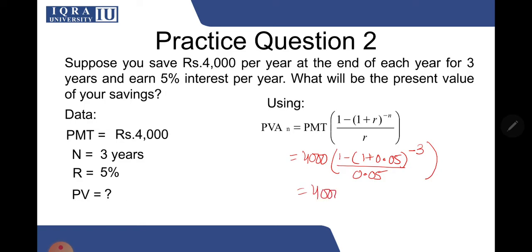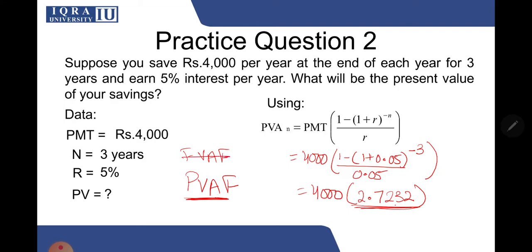So again, I'm going to solve the bracket first. So this is going to come to 0.7232. Now this is called the present value annuity factor. This is your present value annuity factor, this bracket over here. Once you're calculating future value, it's the future value annuity factor. But if you're calculating present value, it's then your present value annuity factor. $10,893 is the present value of this cash flow if you calculate it directly with the formula. In that we got an answer of 10,892. So the difference is coming because of rounding off.